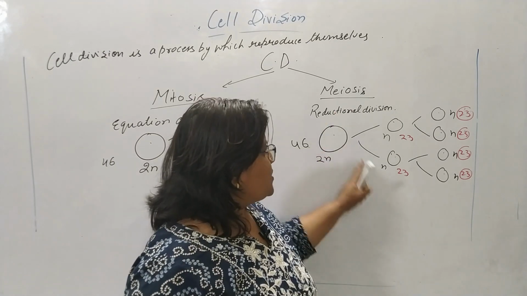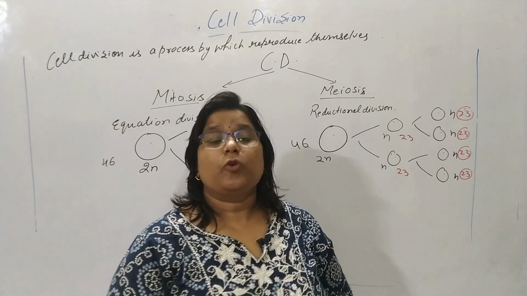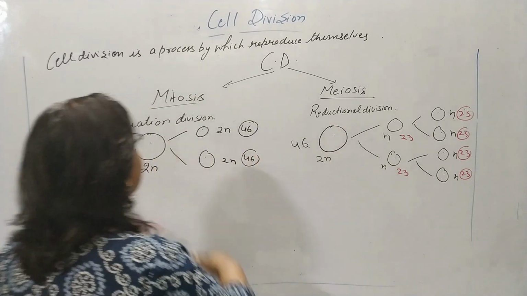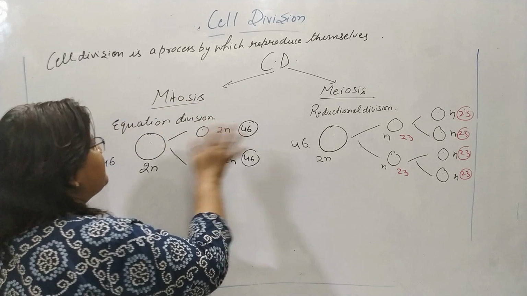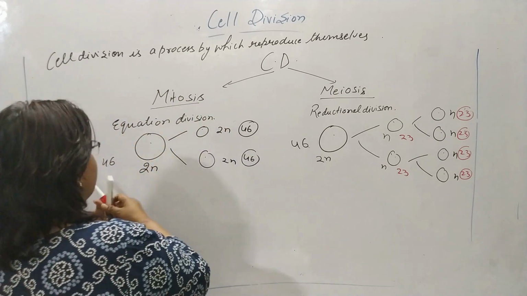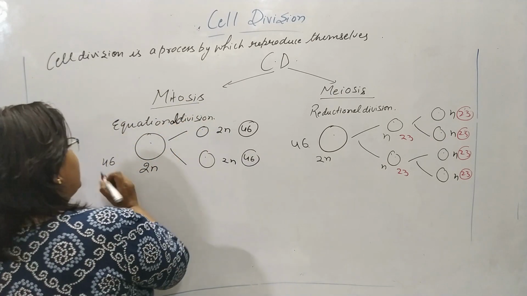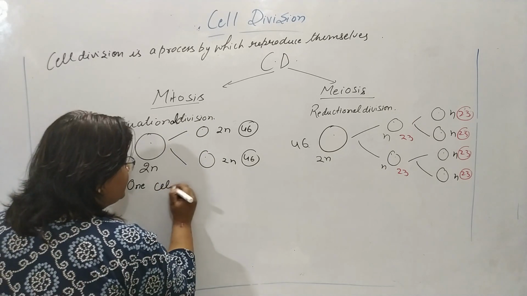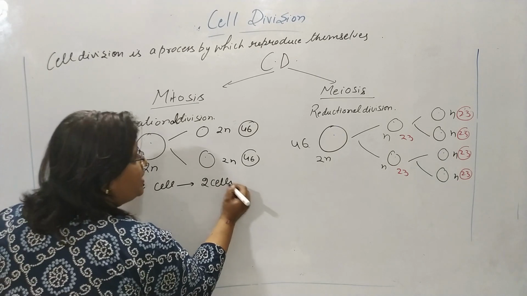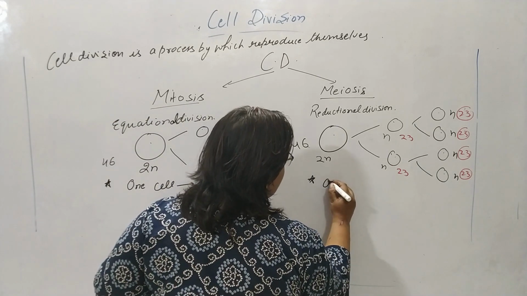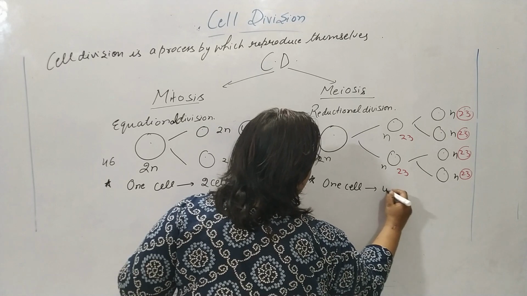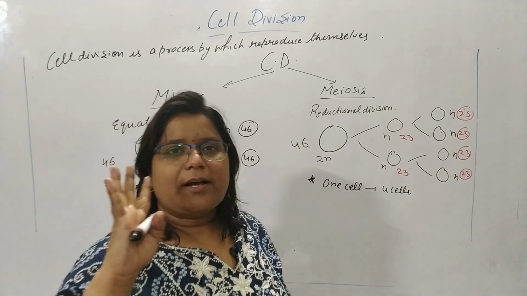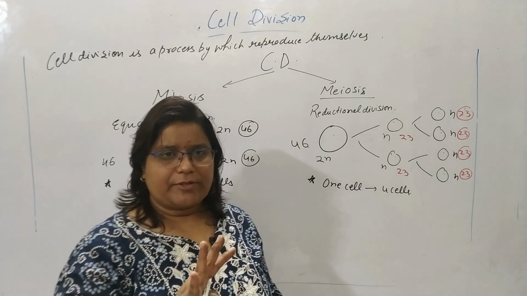So in meiosis the chromosome numbers are reduced; that's why it is known as the reductional division. When the chromosome numbers remain the same, it is known as the equational division. In mitosis one parent cell divides into 2 cells, whereas in meiosis one cell divides into 4 cells, so after meiosis 4 daughter cells are formed.